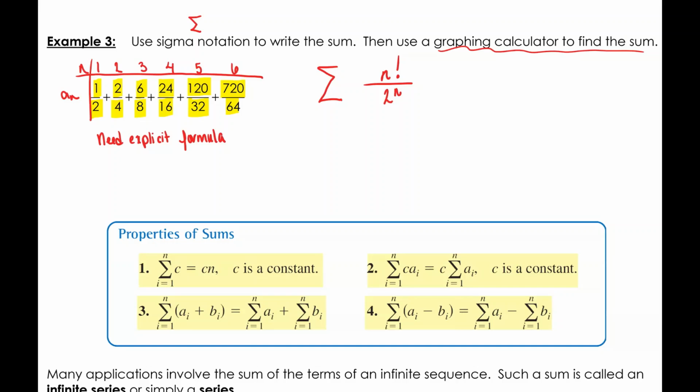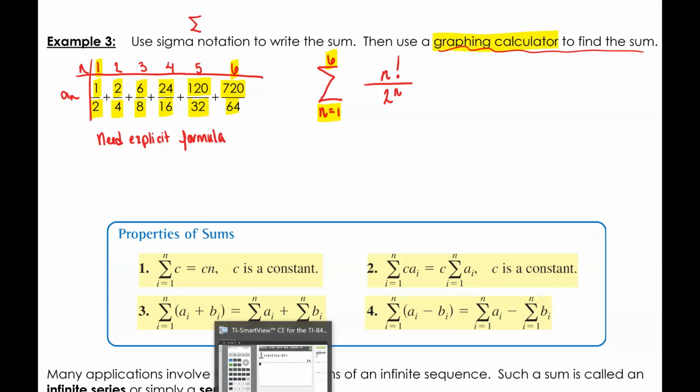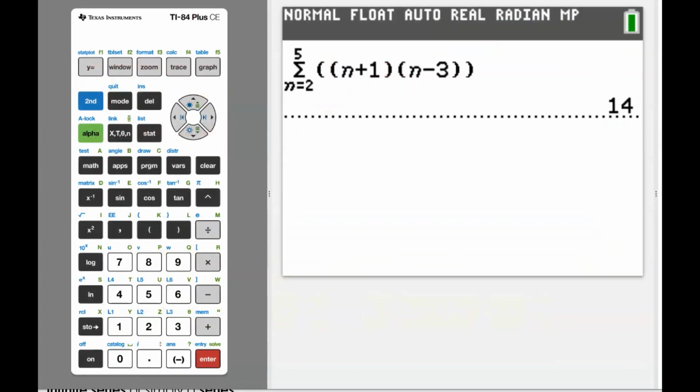Now I need to tell the reader, where are we beginning? So we're beginning with the first term, so n equals 1, and then we're ending with 6. And you have to have all of these pieces on here, otherwise it's not right. Okay, that's the first part, and then the second part is to use the graphing calculator and find the sum. All right, so we're going to go and grab our sum command. And we went from 1 to 6.